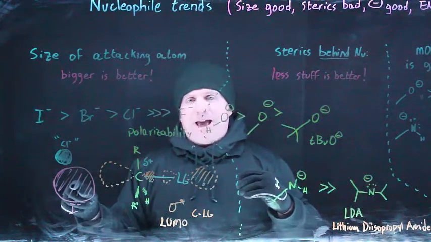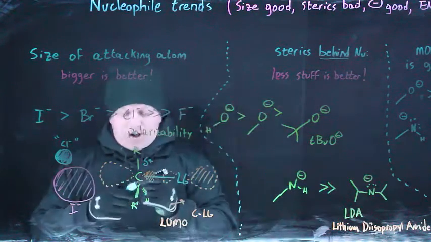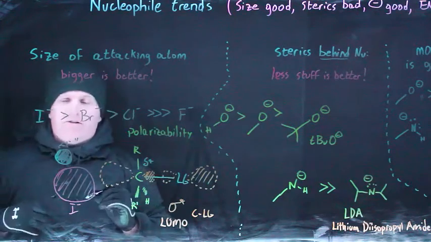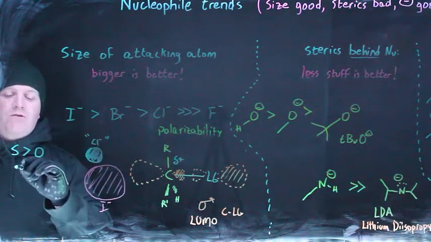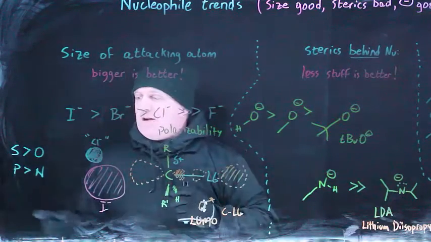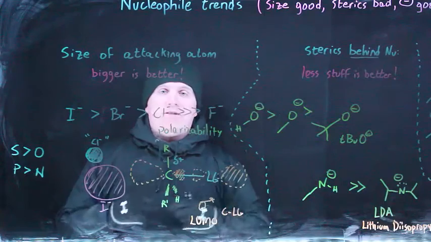Bigger attacking atom is definitely better. So iodide is better than chlorine, and so on and so forth. But this trend will hold for any number of other situations. Even for the non-halogens, if you simply go down the periodic table one atom from where you started, the next one down is always going to be bigger, more polarizable, a better nucleophile.